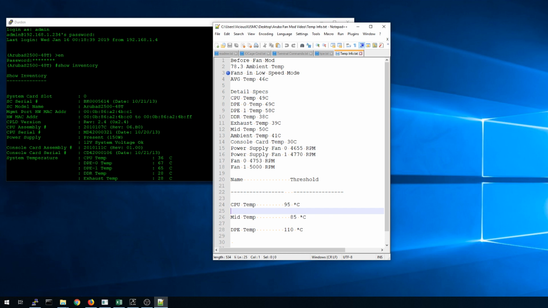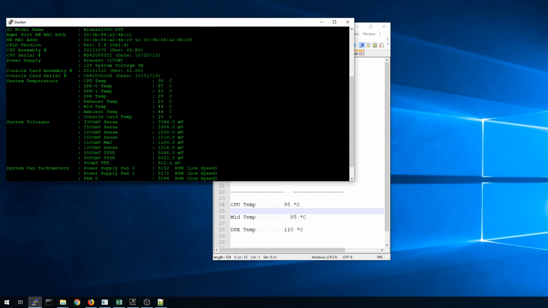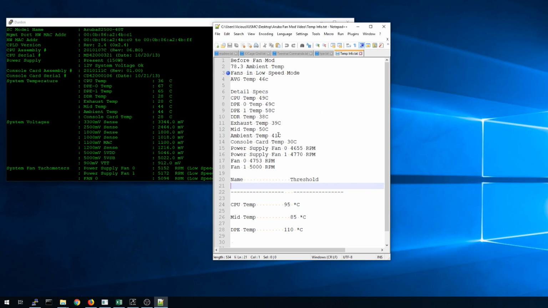DPE 0, the one I was worried about getting too hot, was 69, it is now 67. DPE 1 was 58, it is now 65. The DDR was 38, it is now 28. The exhaust was 39, and is now 28. Mid temps were 50 and now 44. Ambient was 44, now 41. So actually the switch was reporting cooler ambience earlier.